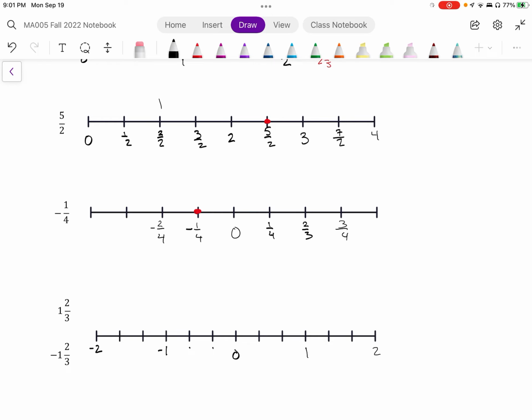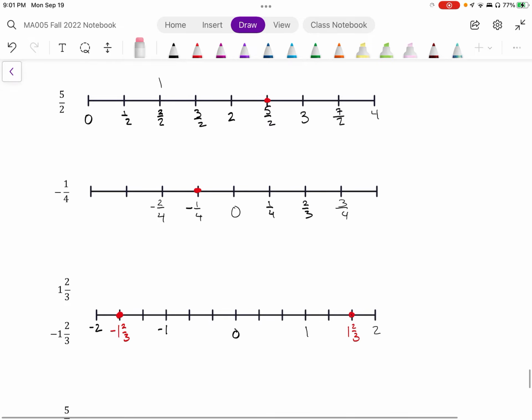Okay, so we're going to go find the numbers. All right, so here's 1, 1 1/3, 1 2/3. Same thing in the other direction. We've got negative 1, negative 1 1/3, negative 1 2/3. So this is really important to be able to do this easily. So please practice so that the next things we do will be easier.